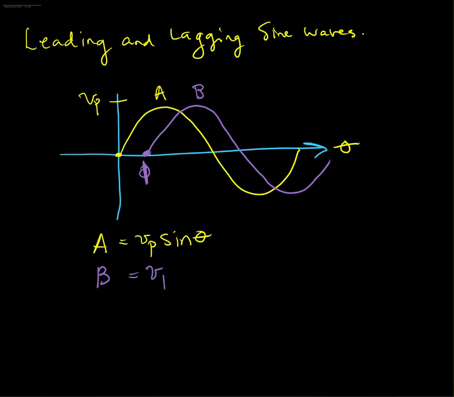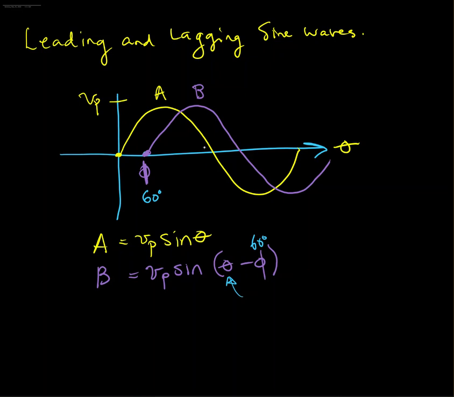Its equation is going to be VP sine theta minus phi, whatever that angle is. When you are using this type of equation with actual values, say this angle was 60 degrees, well, this would be the 60 degrees. This right here would be wherever you were wanting to find the value of waveform B.